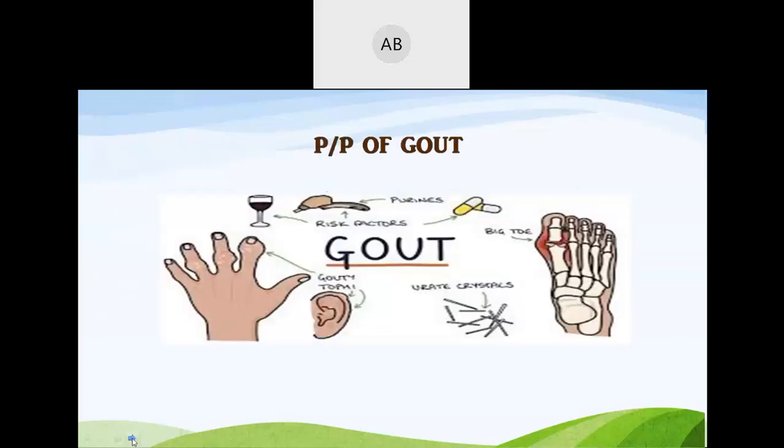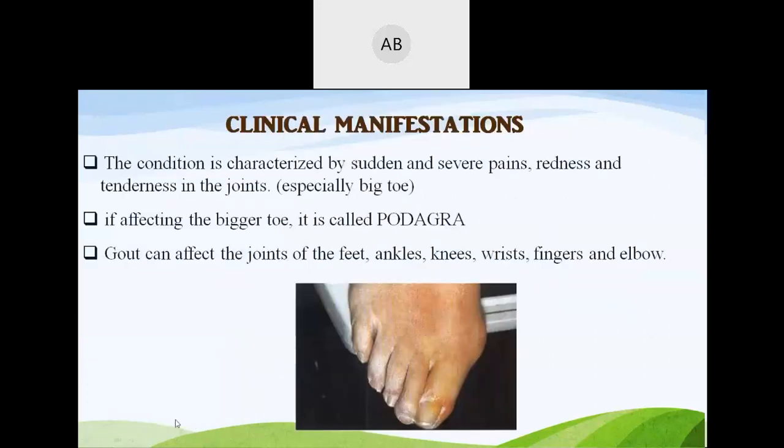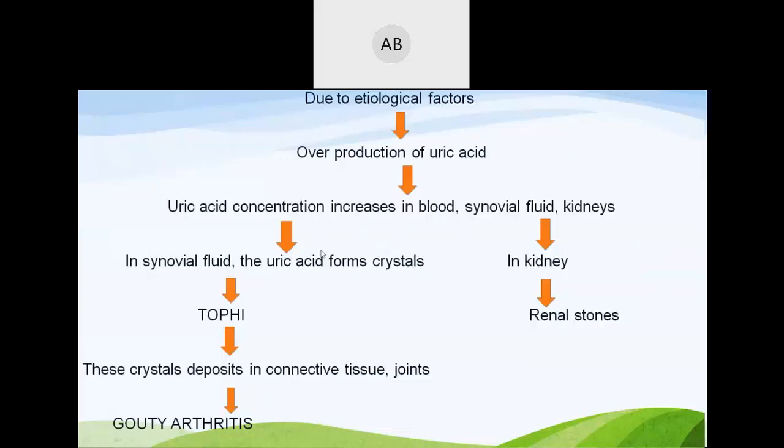Pathophysiology or pathology of gout. Due to the different etiological factors, which we have already seen, like excess intake of purines in the diet or any trauma or surgeries, all this results in excess production of uric acid. When there is more and more production of uric acid, it will start to increase in the blood, in the kidney as well as in the synovial fluid, because you are not able to excrete the uric acid, and it keeps depositing.